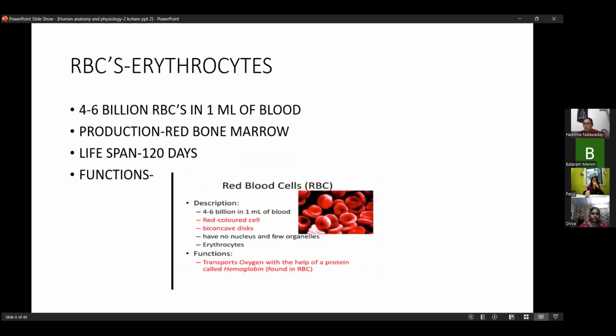RBCs are also called erythrocytes. They are 4 to 6 billion in 1 ml of blood. Production is in the red bone marrow. Lifespan is 120 days. The function, as I mentioned, is the transport of oxygen, carrying oxygenated blood all over the body with the help of a protein called hemoglobin found in RBC.